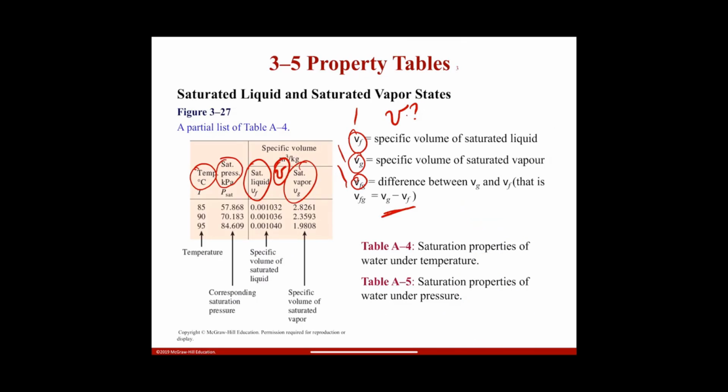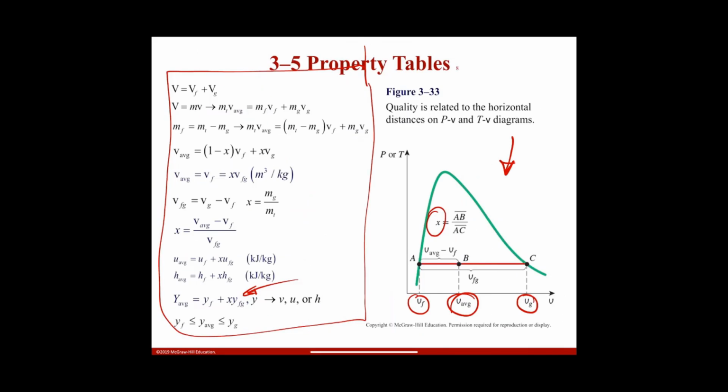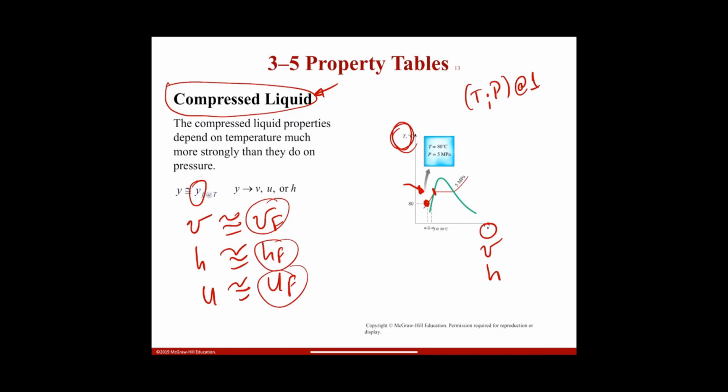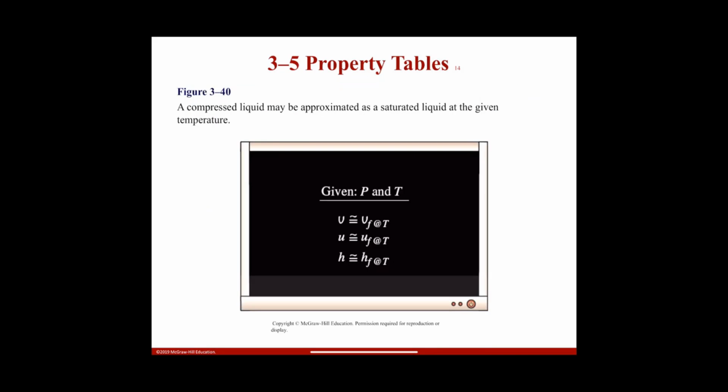This is a table. This is a mixture table. For v, you have vf and vg. For u, you have uf and ug. For h, you have hf and hg. So when you're in compressed liquid, just go into this table and grab this value, at a given temperature and pressure for sure, in order to fully define your state. So compressed liquid is the easiest of all states. Like I said, you can approximate those values to vf, uf, and hf.